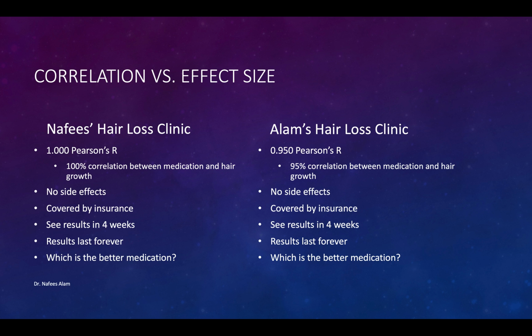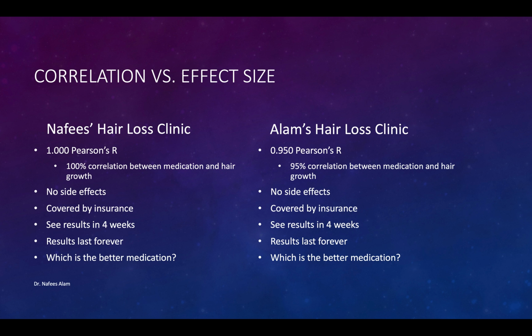Both results last forever. Which medication is better? Which is the better medication? Now, based on this data alone, you might say that Nafees' hair loss clinic medication is much better than Alam's, because with Nafees' hair loss clinic, you have 100% of people growing hair, versus with Alam, you've got 95% of people growing hair. Obviously, I want to be part of the 100%. I want a sure thing, right? I want 100% guarantee that I'm going to grow hair versus a 95% guarantee that I'm going to grow hair.